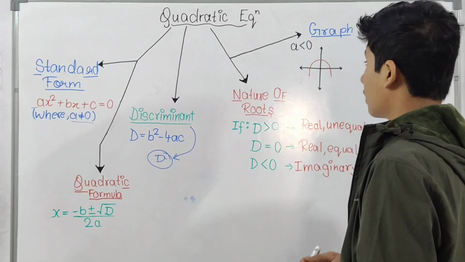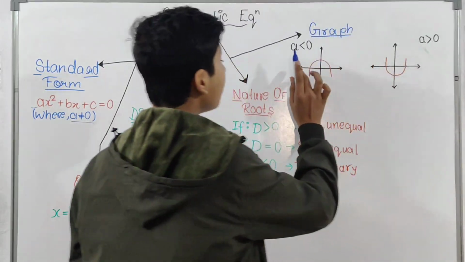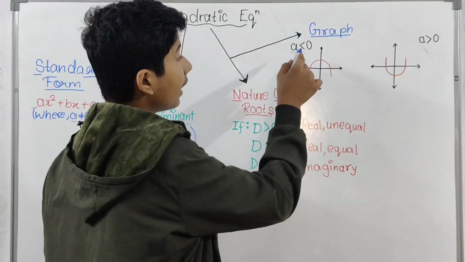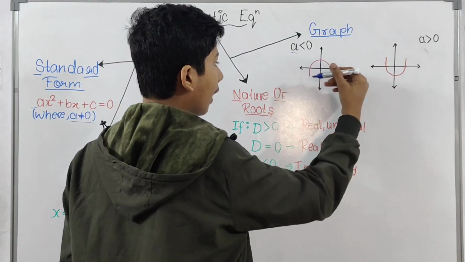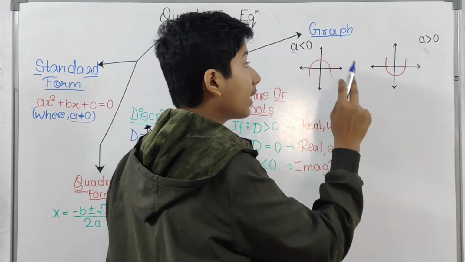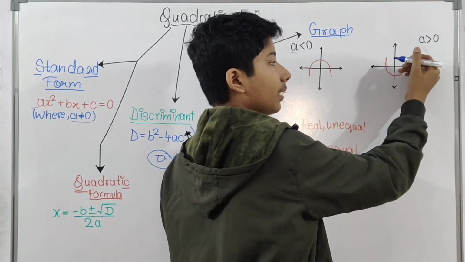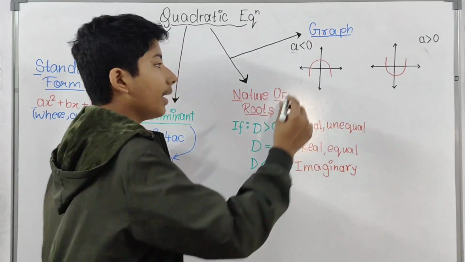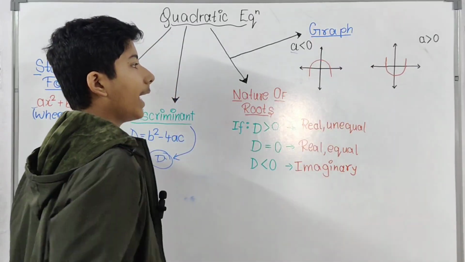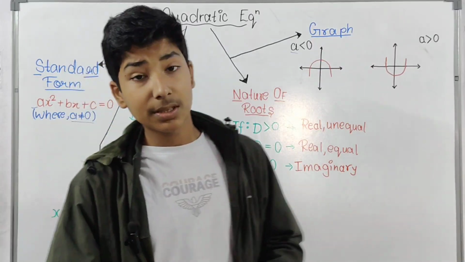Okay, now see the graphs. If the value of a is negative, then the graph will be like this, an N shape. But if it is positive, then the graph will be a U shape. I hope this is clear.